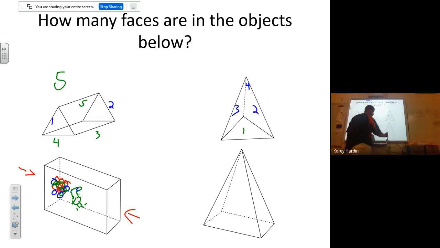Last one. I've got a base, and then I look up and I see a point, okay? So I know there's not another base on this. There's just sides. So after that base, I've got 4 sides. 1, 2, 3, and 4. Okay? So a base plus 4 sides gives me a total of 5 sides on this shape.